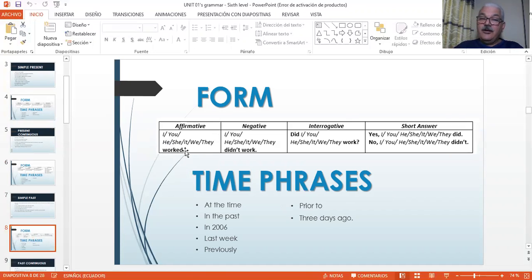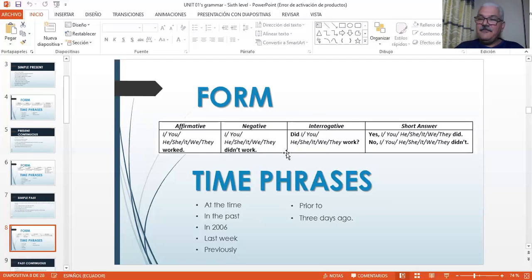Notice that we only add ed when the verb is regular. But if it is irregular, we have to use the form that we find for the past. For instance, in the present we say I know, but in the past, as this is irregular, we say, I knew. But knew will be for all those subjects. I knew, you knew, he knew, they knew, etc.